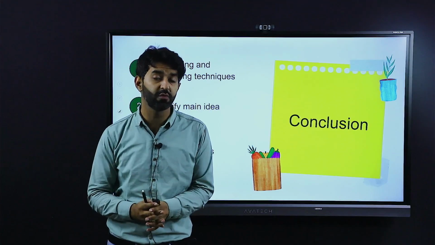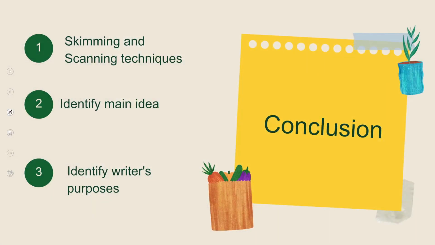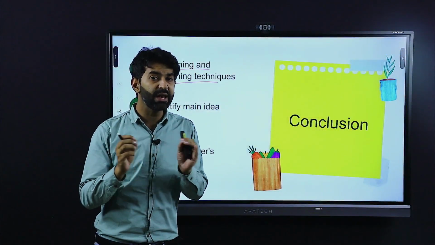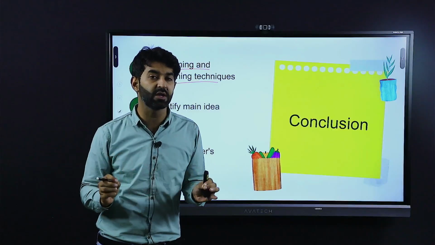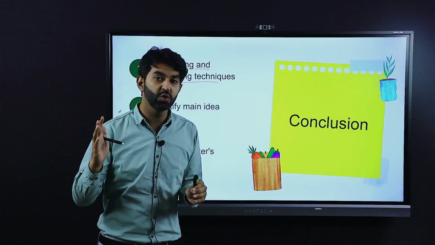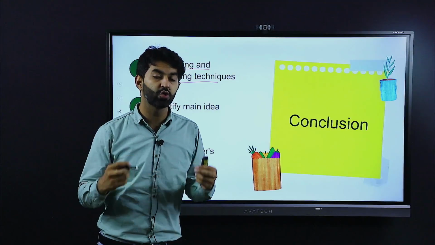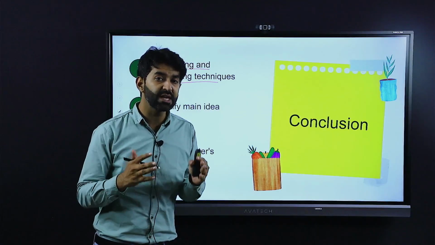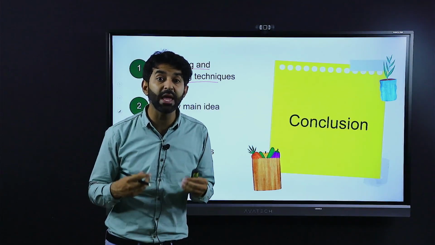Let's conclude what we have learned so far. We have learned the techniques of skimming and scanning. Scanning is when you're looking for particular information, a date, a number, or any of those specific tiny details that are hard to find. So use the technique of scanning in order to get to that desired information. And skimming is when you want to get to the main idea.